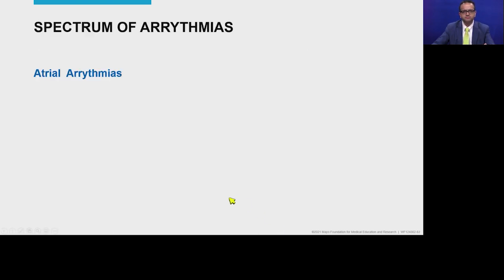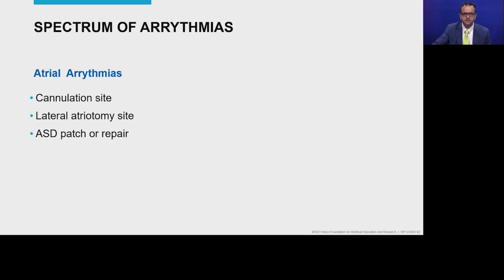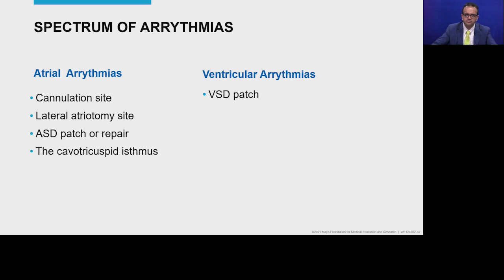Now, when you look at the spectrum of arrhythmias in patients with congenital heart disease, the atrial arrhythmias could be surgically related to the cannulation site or the atriotomy site or ASD patch or some sort of repair, or even the common cavo-tricuspid isthmus. The ventricular arrhythmias could be because of VSD patch, outflow tract scars and reconstructions like in tetralogy of Fallot, and any other ventriculotomy which might have been performed.